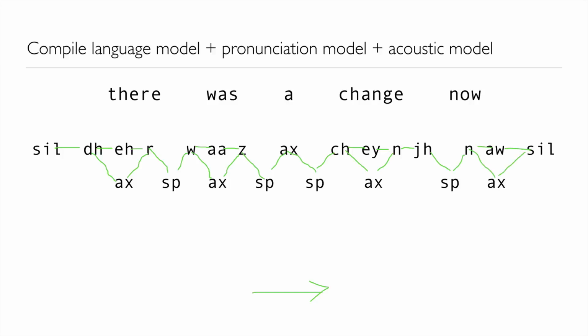And this network here, then we just do token passing on, and let's imagine a route that the token might take. We might say there, maybe we left a pause, maybe we didn't. The number of frames we spend here will tell us if there was any silence. We maybe reduce this vowel. Maybe we say this with its full pronunciation, this with its full pronunciation.